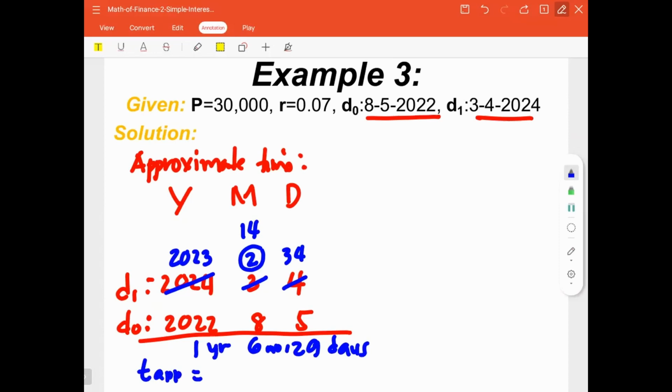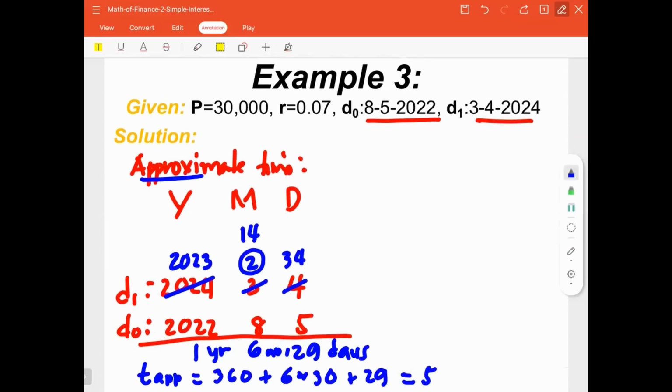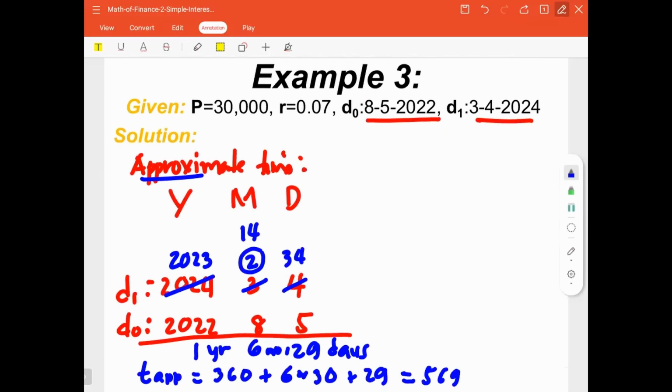So the approximate time now is what? 1 year times 360 days. Because for approximate time computation, we assume that there are 360 days in a year, because we assume that there are 30 days in a month, right? So this should be 360 days plus 6 months times 30 days plus 29 days. And this will be equal to 569 days.